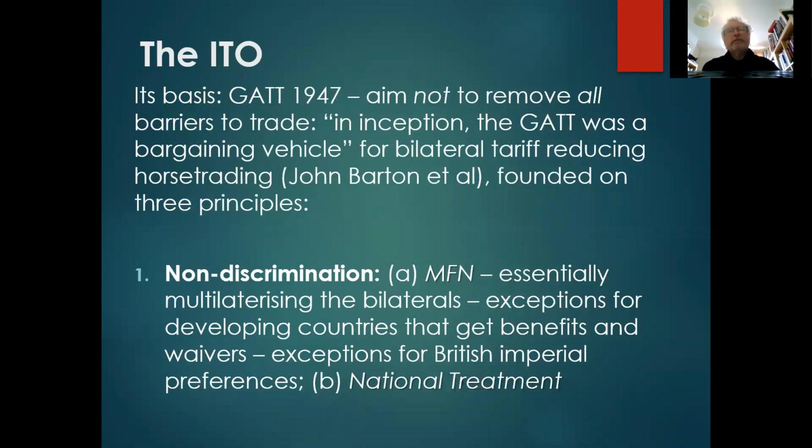That's not what it was for, exactly. But it was certainly intended to encourage freer trade, right? And how did it do this? Well, GATT was essentially, in the words of the late John Barton and others, a bargaining vehicle for bilateral tariff-reducing trading, horse trading, as you would say. Horse trading is like barter, what we might call barter in English.